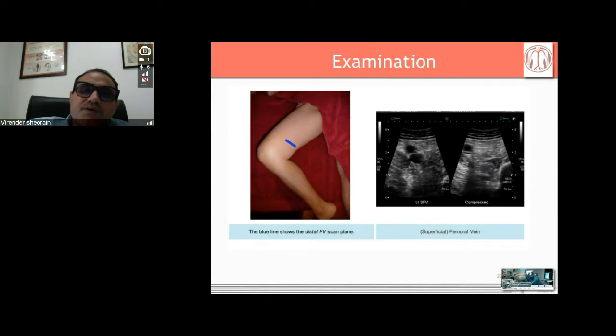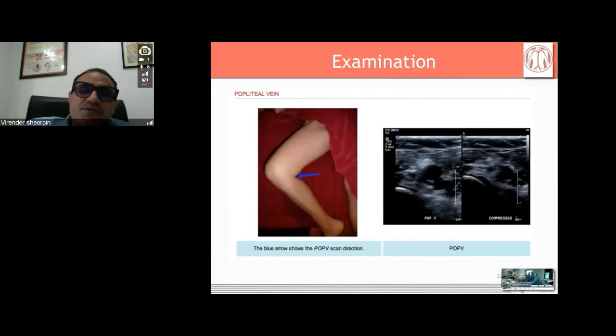This is the position where you look for SFV. Again, just a prototype. You have to scan in length. Don't miss any segment when you are scanning. Look in both the planes, transverse and longitudinal.